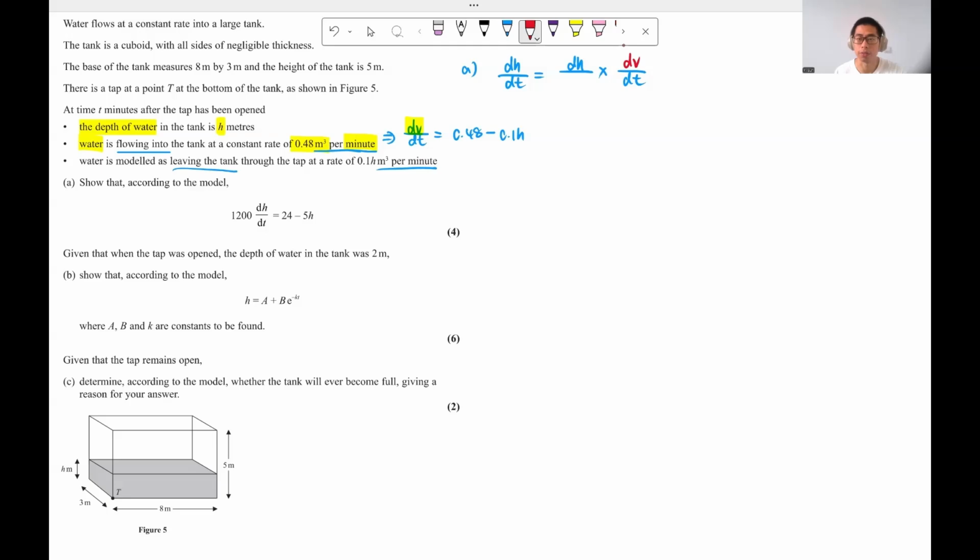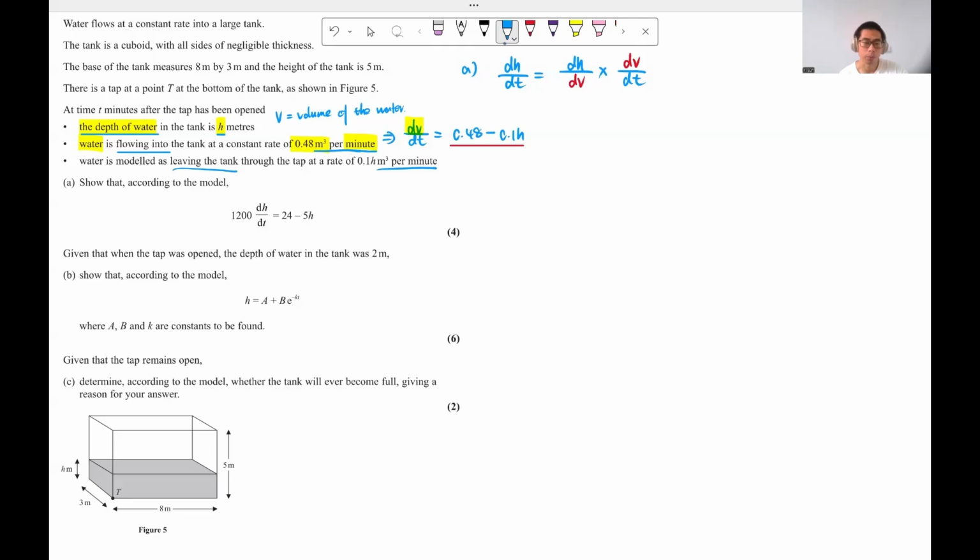So we have dV over dt. So the second one has to be dV over dt. And then to link them, the first one at the bottom has to be dV as well. So we already know dV over dt, which is 0.48 minus 0.1 h. So now we just have to find dH over dV. Meaning we need to find an equation for the volume in terms of h. And because h is the depth of the water, that means V has to be the volume of the water.